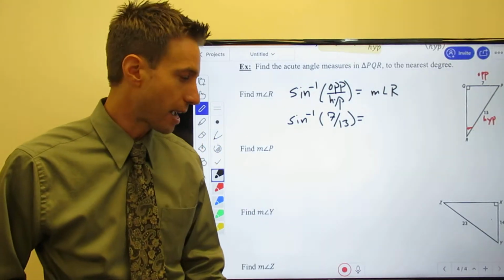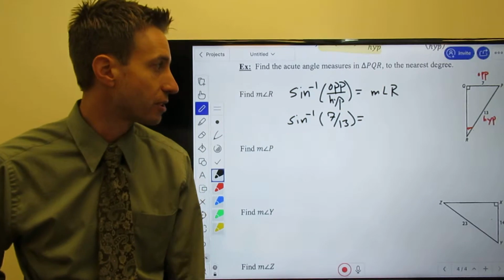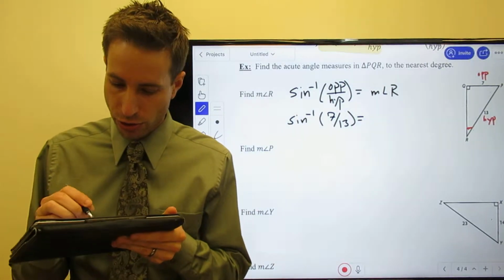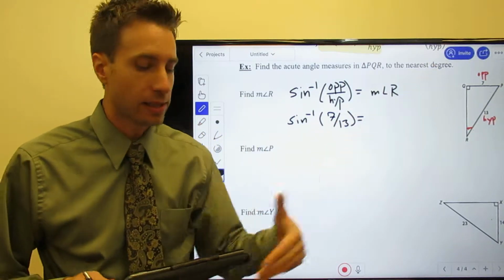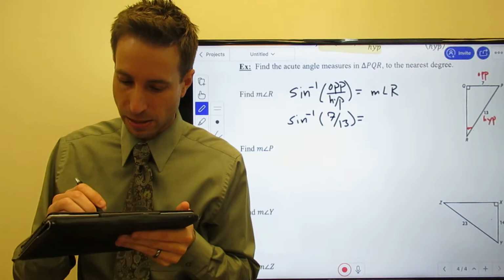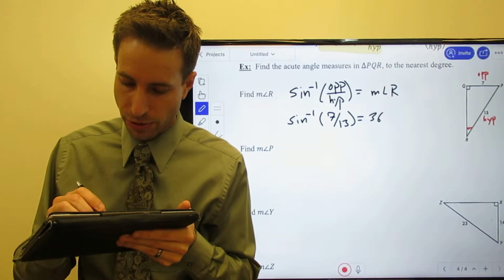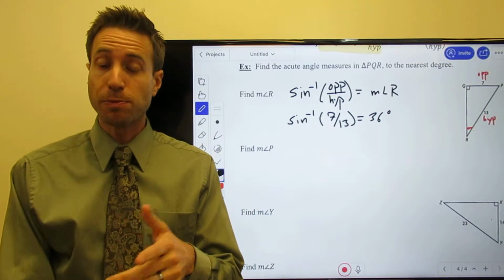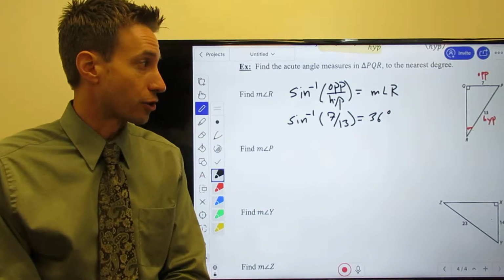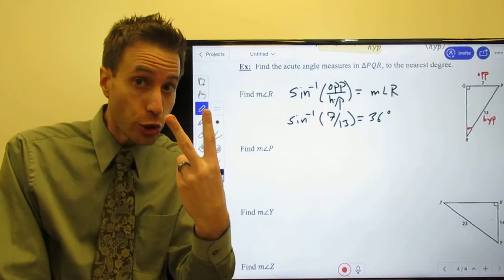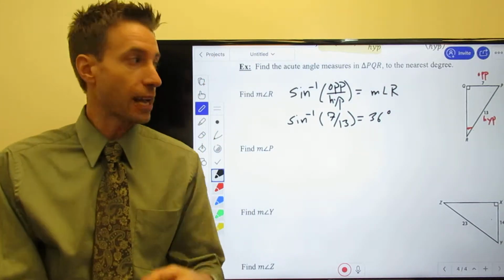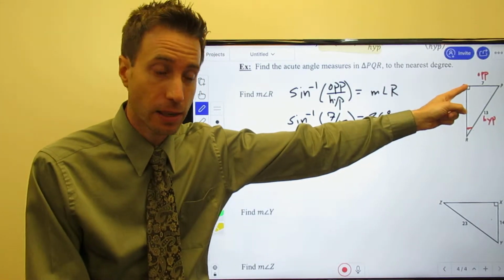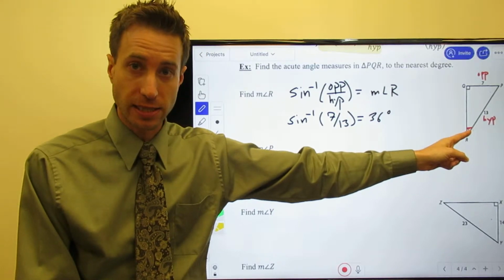It's that function on your calculator, 7 divided by 13. Hit enter and you should get, round to the nearest degree. You'll get a decimal, but rounding should get you 36 degrees. Now, once again, we saw this before when we were doing the tangent function. Guys, keep it, you now know 2 of the 3 angles, right? This one's 90. You just figured out this one was 36.